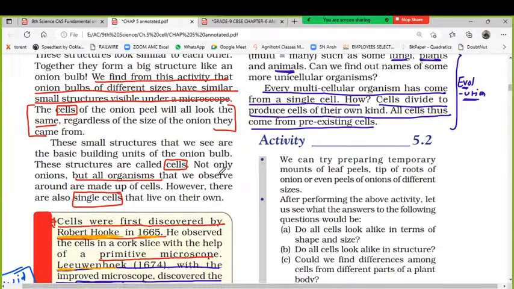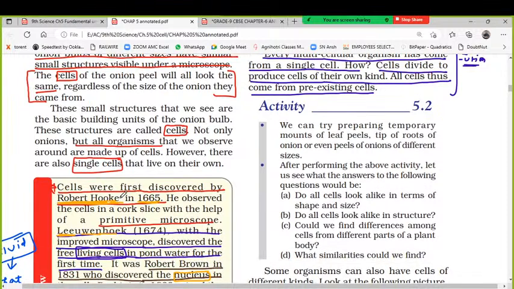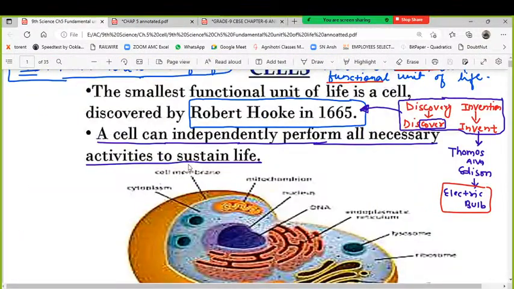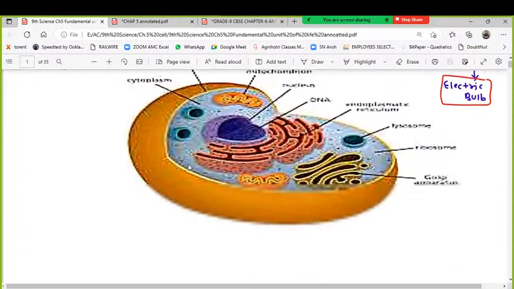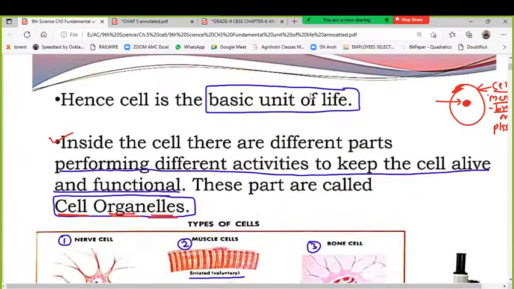All organisms that we observe around us are made up of cells. However, there are also single cells that live on their own. That is why we can divide them into single cell organisms that are unicellular, and many cell organisms that are multicellular, which I have already told you in the previous class. I will just tell you all these things once again. This is the basic unit.